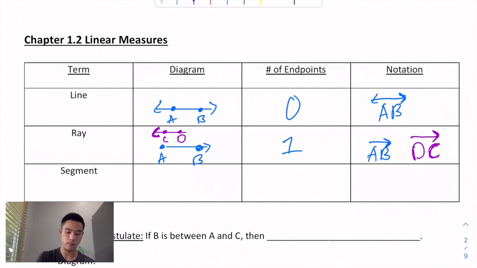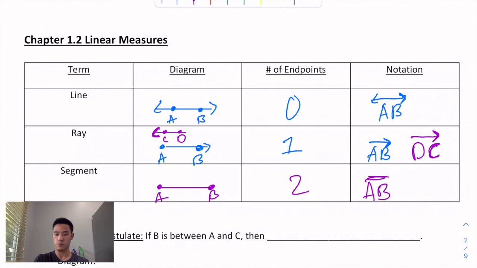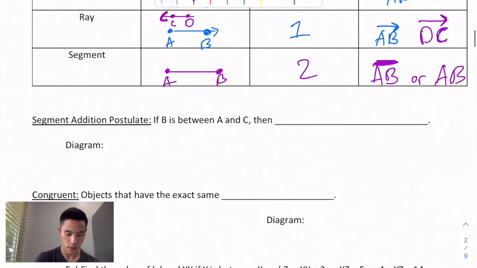The single arrow. Now for segments, look here. How many endpoints does a segment have? It's going to be 2. So a segment is actually something you can measure. It actually has a length to it. So in this case, you can just do AB with the segment symbol. So no arrows, just a segment. Or you don't have to put anything. If you put no notation at all, it's going to be assumed to be a segment.